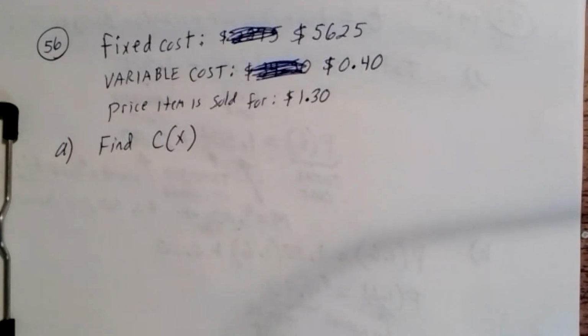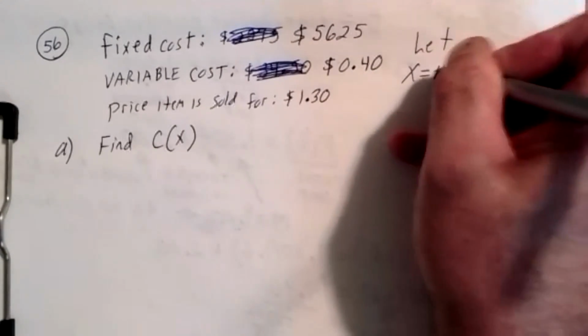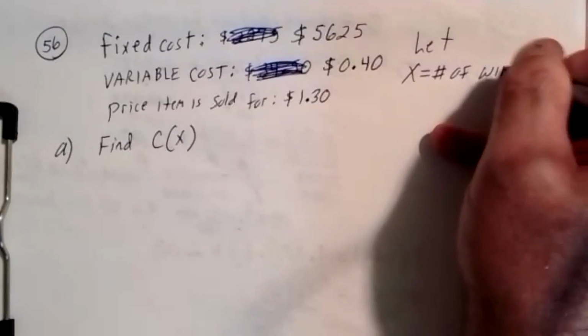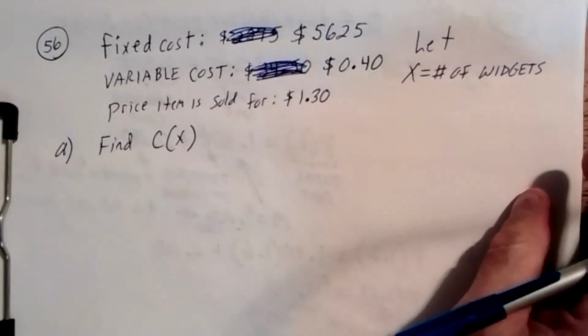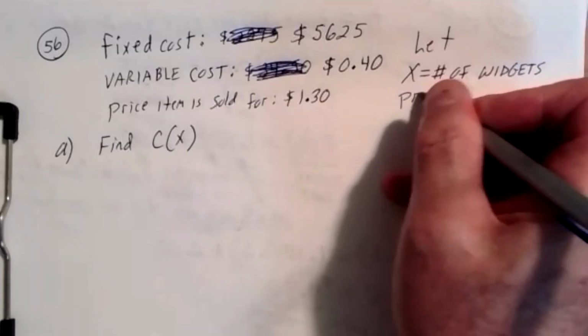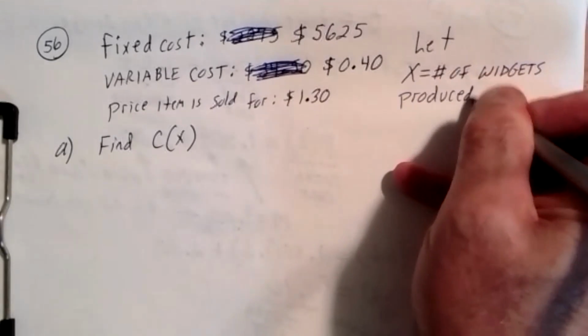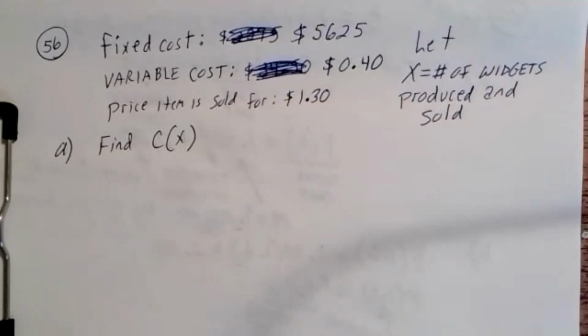All right, ladies and gentlemen, we want to develop a cost function here. Now, do we know how many of these widgets we're producing? We don't know what it is. Let's declare it as a variable. Let X be equal to the number of widgets. Now, when I say widget, that's a hypothetical term meaning we could be producing anything. Number of widgets produced and sold.